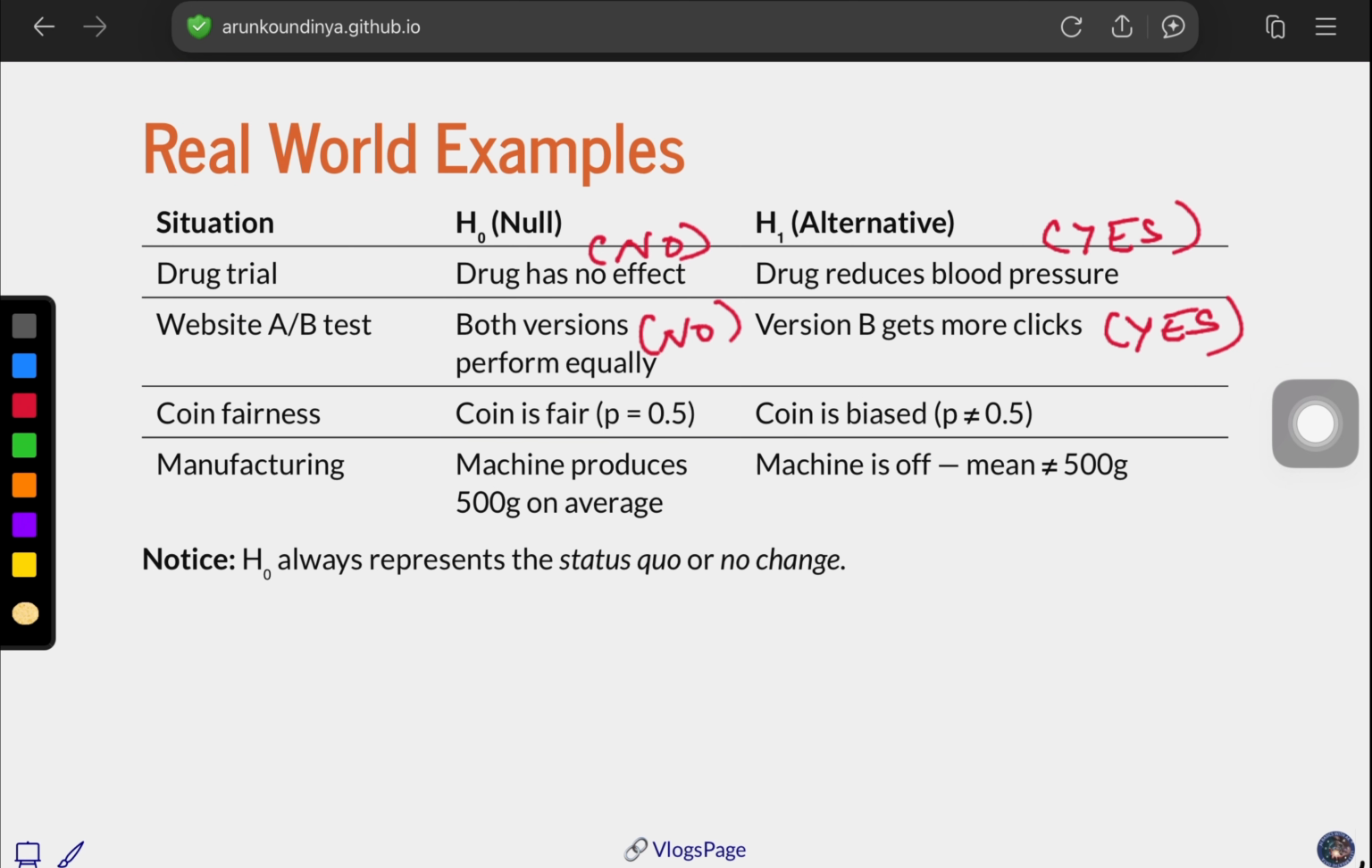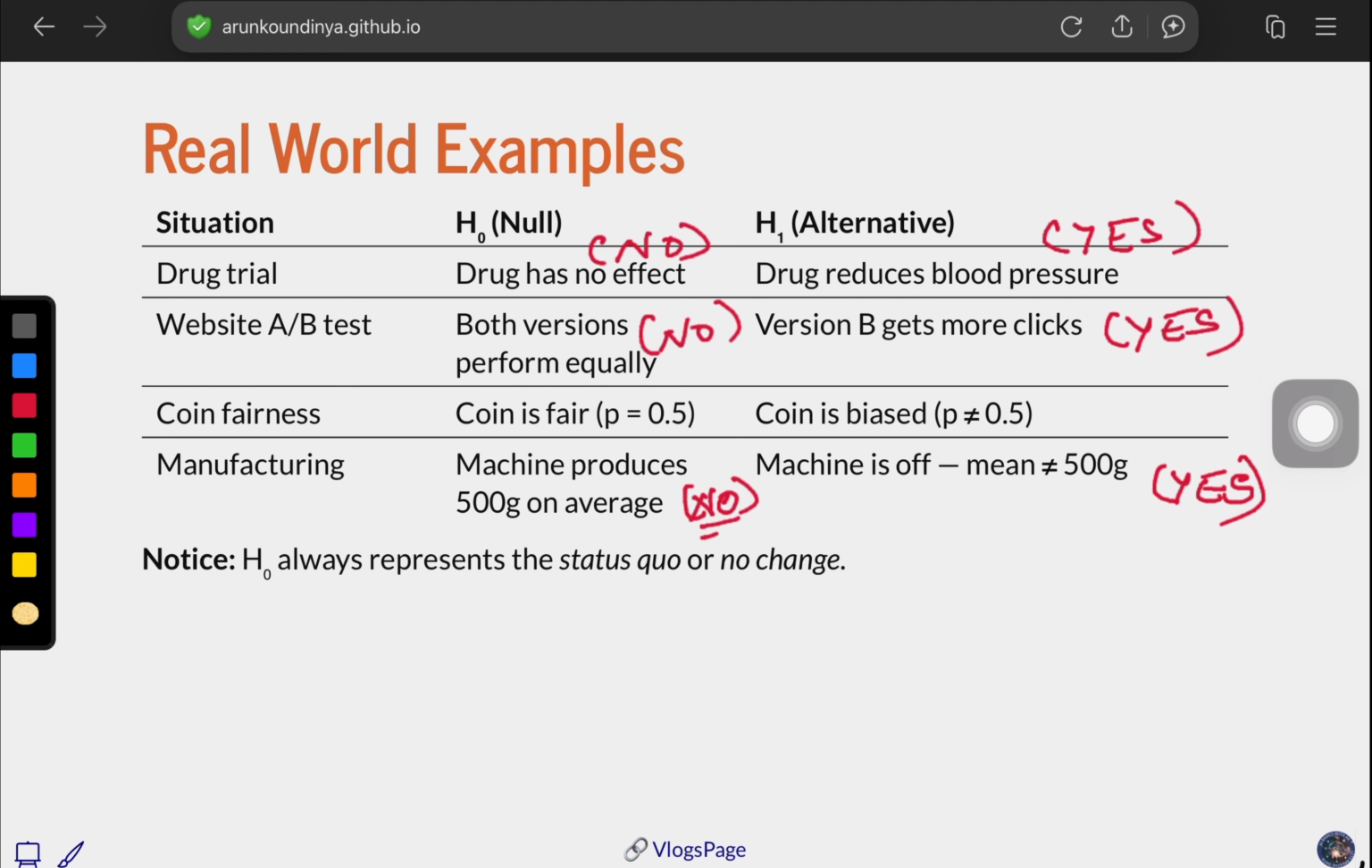Similarly, the coin fairness and also in manufacturing. Say, for example, you want to arrive at whether the machine should be replaced or repaired, or it can be anything. So the machine produces 500 grams on average, which is good, so it doesn't need to be replaced. Yes, maybe here the machine is off, so maybe it needs some maintenance or it has to be replaced.